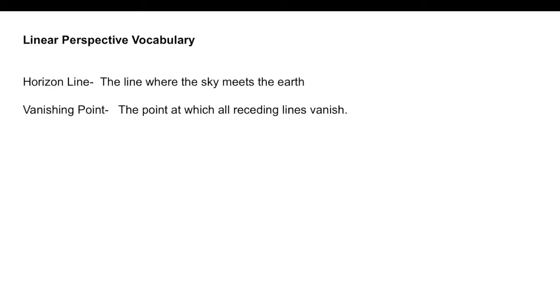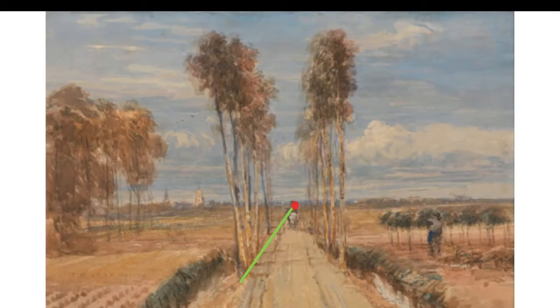Now they all have to have the horizon line. That's where the sky meets the earth. They also all have to have a vanishing point. That's where all the lines appear to vanish. Let's look at a couple of just painting examples. This one is 1-point perspective because that's the one we're going to focus on.